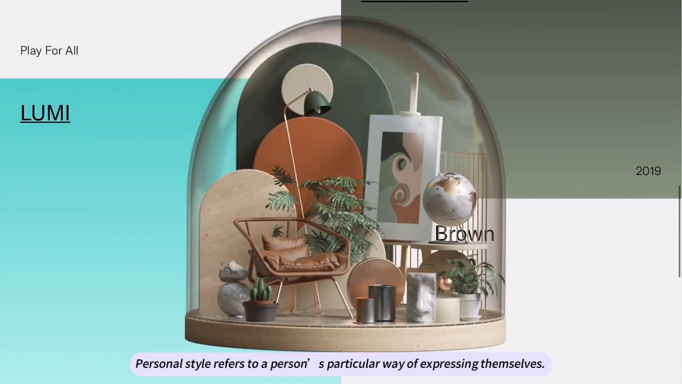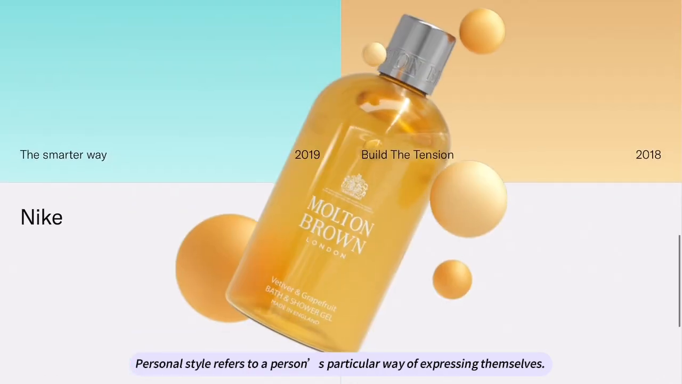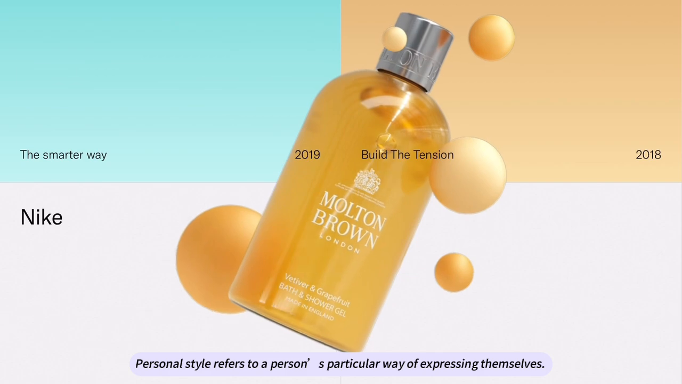Personal style refers to a person's particular way of expressing themselves. The idea of personal style, which in the Western tradition goes back to the Greeks, seems to apply easily to the work of many artists. And the definition of style puts as much outside as remains inside its boundaries.